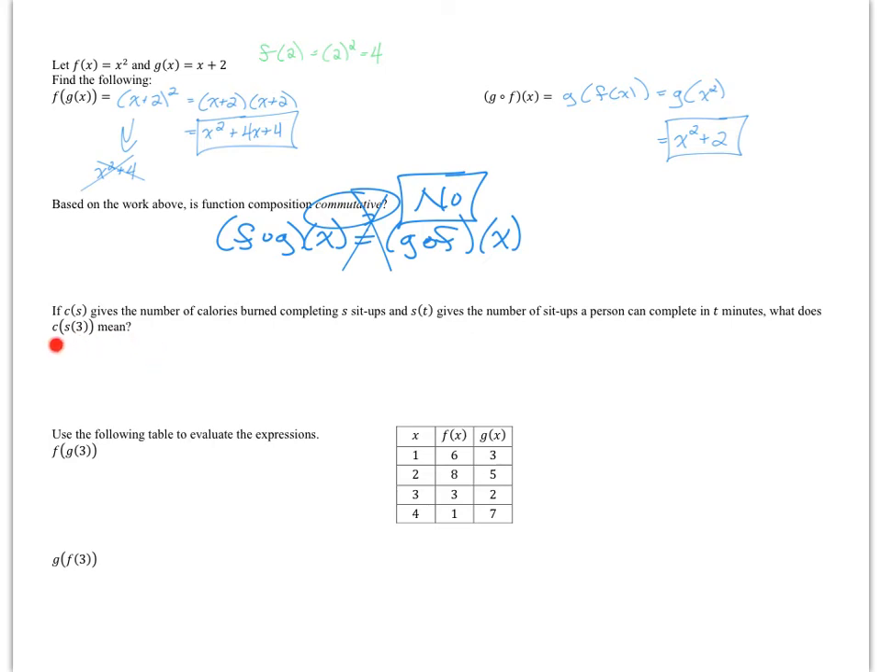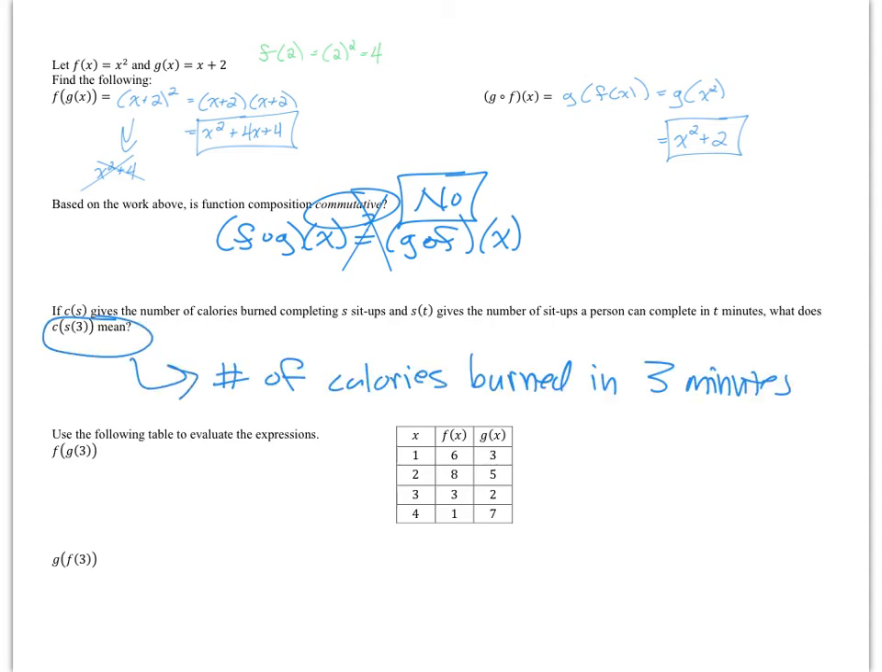Now, if C of S is the number of calories burned completing S sit-ups, and S of T is the number of sit-ups a person can complete in T minutes, what does C of S of 3 mean? So, S of T, starting with the inside. We always start with the inside. S of 3 means in 3 minutes, how many sit-ups can we do? And C is the number of calories burned for doing however many sit-ups we did. So this expression right here is just going to tell us the number of calories burned in 3 minutes.